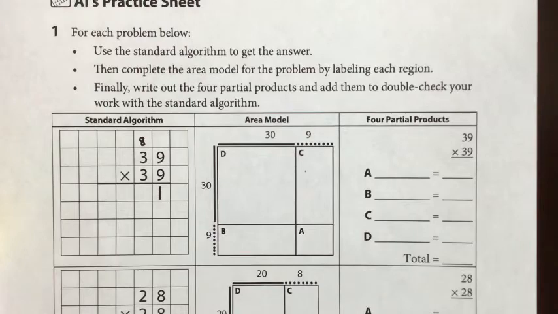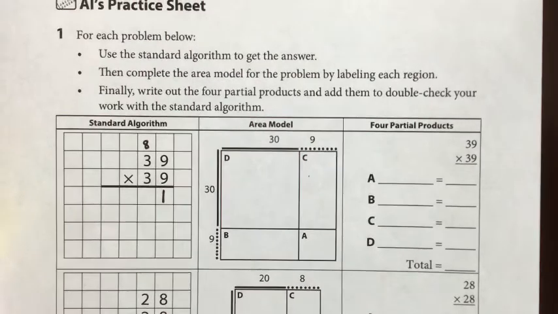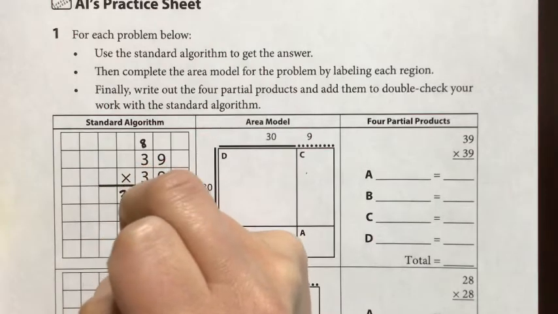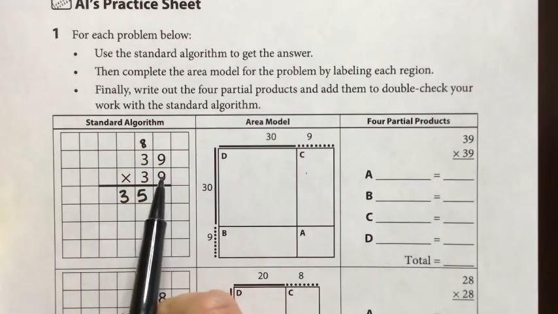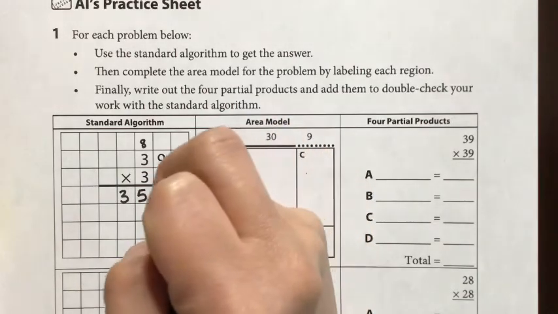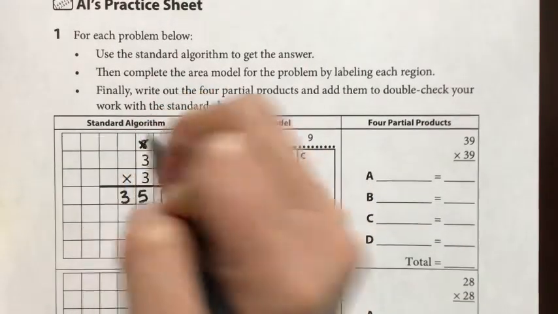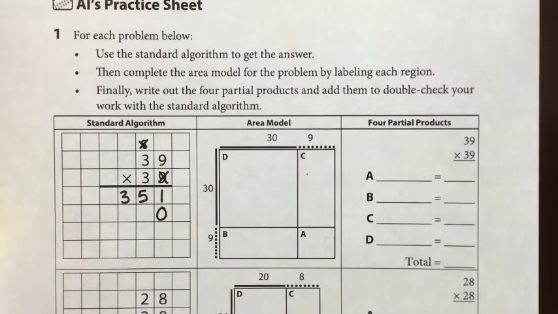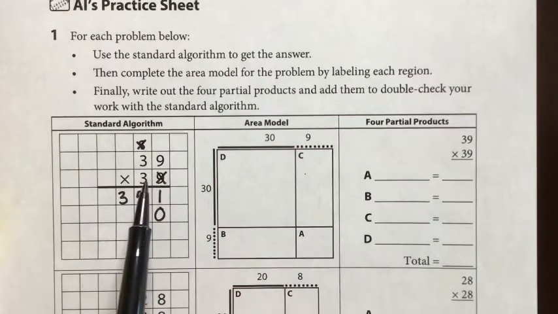9 times 3 is 27 plus 8. That will be 35. Okay, I'm all done with the 9 because there are no more digits that I need to multiply. So I'm going to cross out the 9, cross out the 8. Don't forget to put the 0 as the placeholder. It's very important.